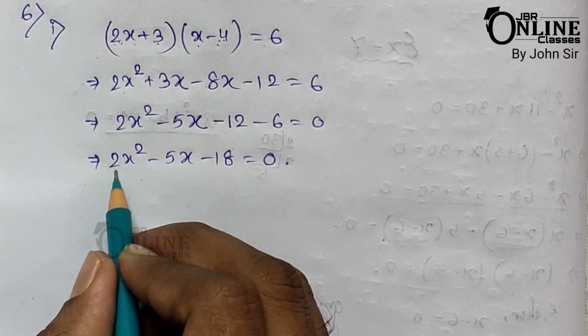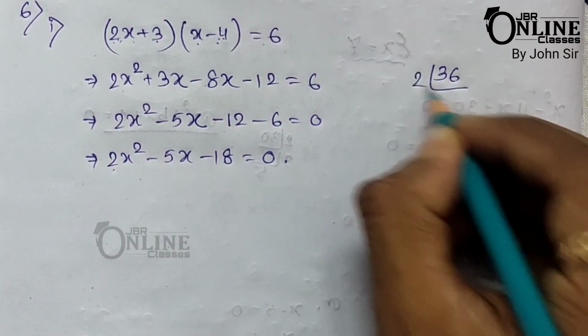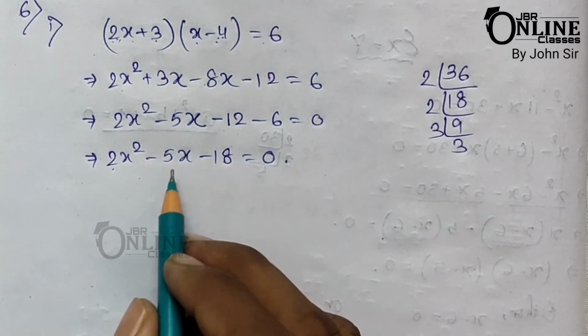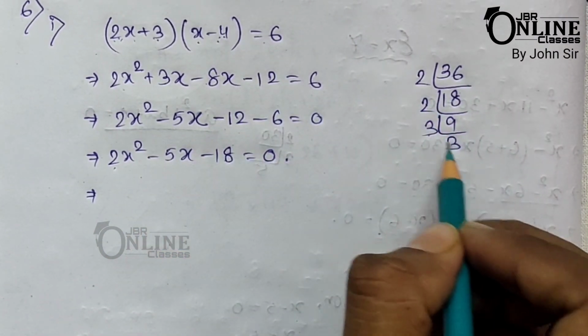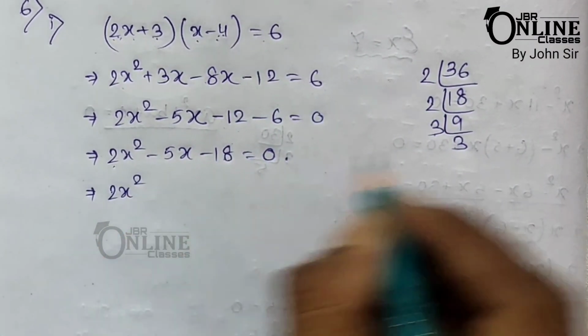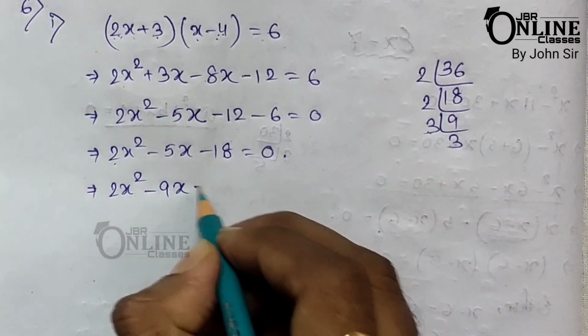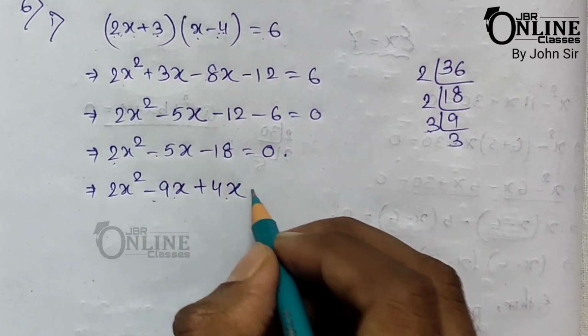Now here coefficient 2 and here 18. So 18 into 2 becomes 36. So now you have to find out 5. You have to make 5 with the help of 2, 2, 3, 3. So here 2x square. Now 3 into 3, 9x, so write down minus 9x, and 2 into 2, 4x, so write down plus 4x. Minus 9x plus 4x becomes minus 5x.